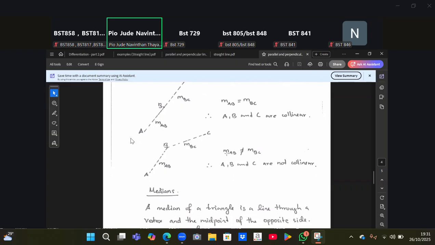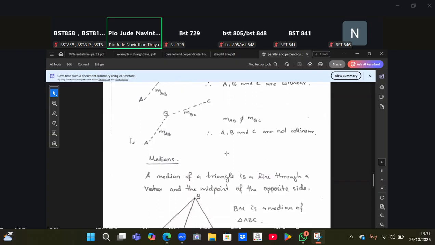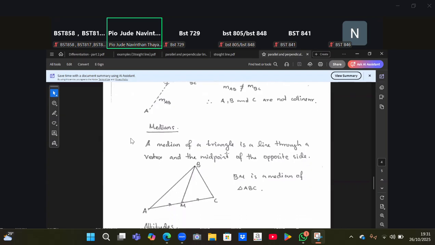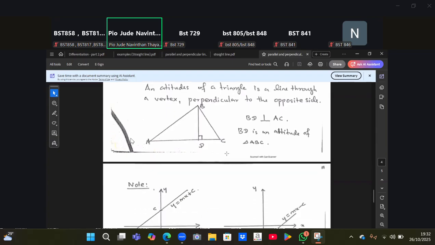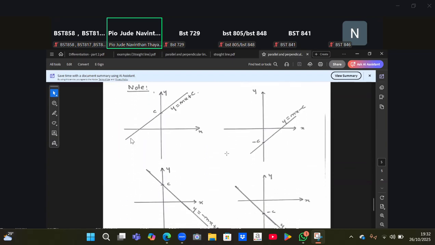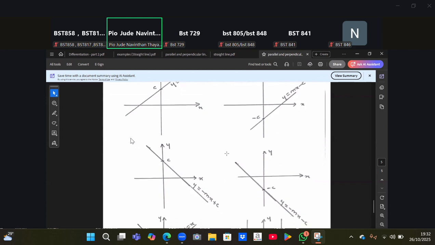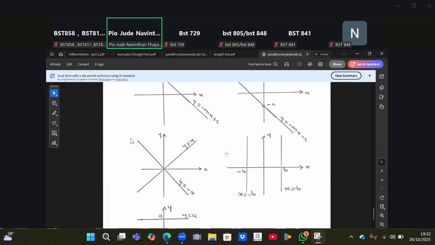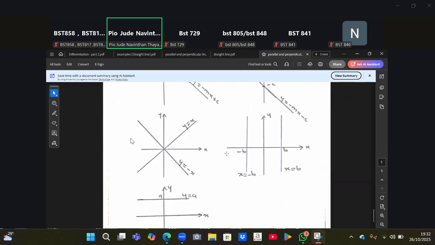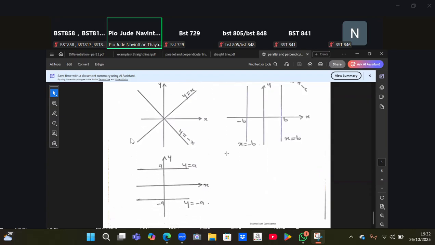Median and altitudes, you don't need it, right? And these are the graphs I already explained to you, minus M and plus C, right? If it is equal to 0, and parallel to x-axis and y-axis, those things we already studied. So the new things we studied today are the perpendicular and the parallel, right?